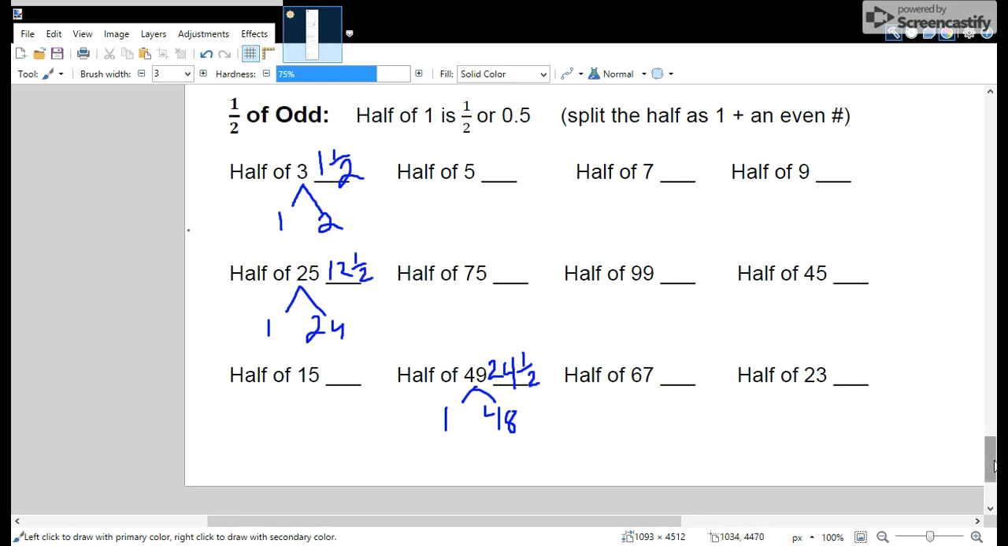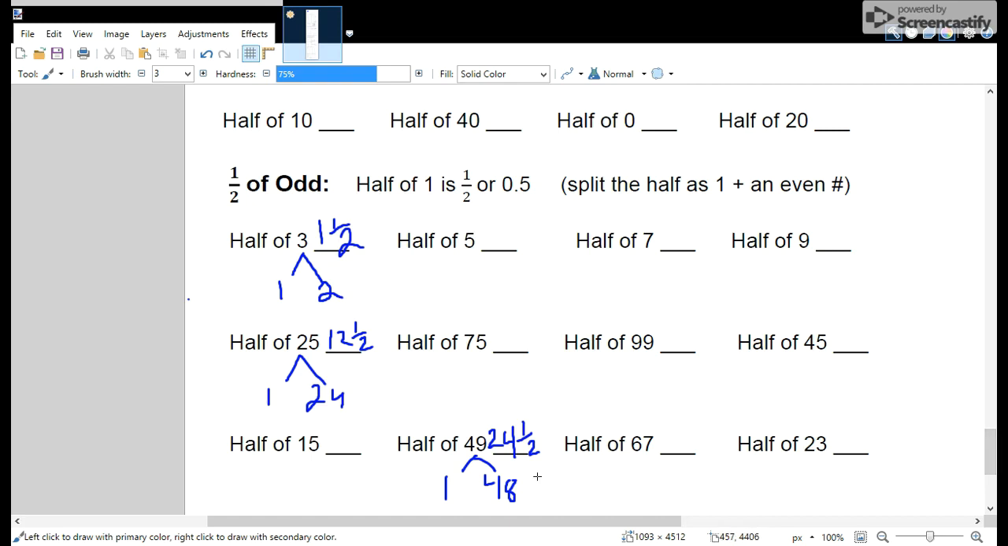Okay, now do the rest of this packet on your own or in your groups and turn it in today.